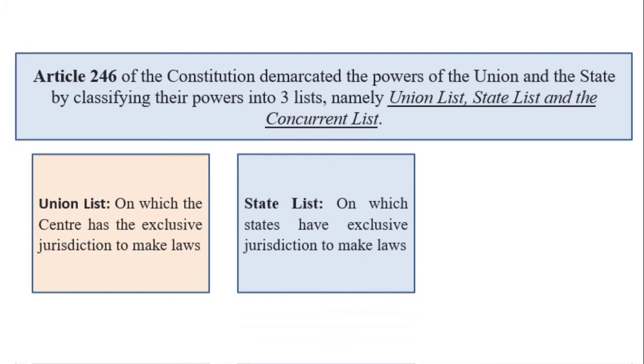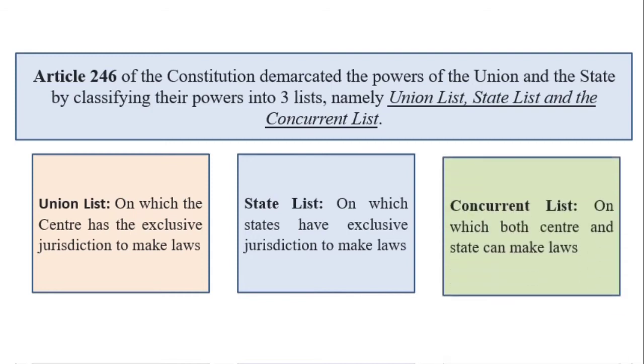Then List 2, on which the state has exclusive power or jurisdiction to make laws. So these are the points on which only the state can make laws, whatever is covered in the State list. And the concurrent list is a list in which both the center as well as the state can make laws. So that is why Article 246 demarcated the power of the Union and State into three lists.